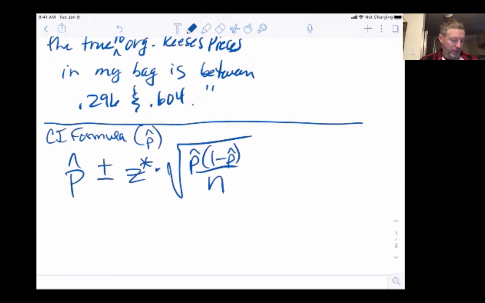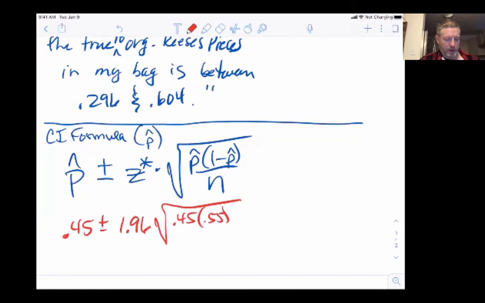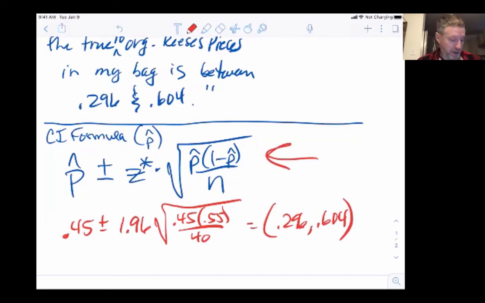Now, in our particular case, you might remember that our numbers were 0.45. Our z-star number was 1.96. That's how many standard deviations we went out. And then in our formula, we used 45% and 55%, and our sample size was 40. And that's how we got our final answer of 0.296 and 0.604. So the general formula is the one with all the fancy variables. And then we just have to substitute in all the numbers that we need. So that is generally the nuts and bolts of confidence intervals for sample proportions, estimating the true proportion.